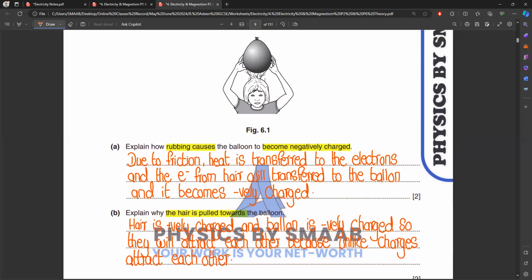So in this way, we can easily solve questions related to the basic knowledge of charges. And all the questions are mostly the same, related to the idea of the transfer of charges in insulators, right?